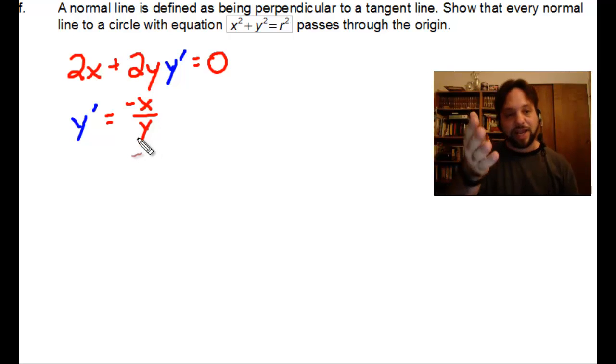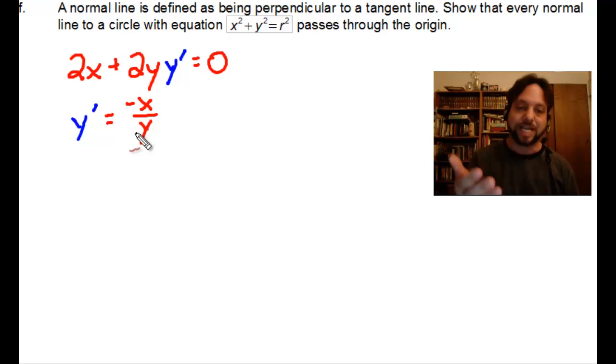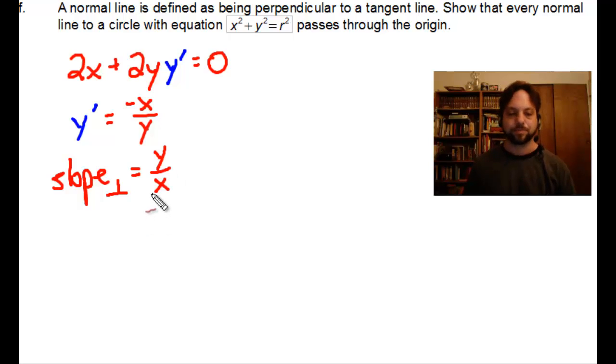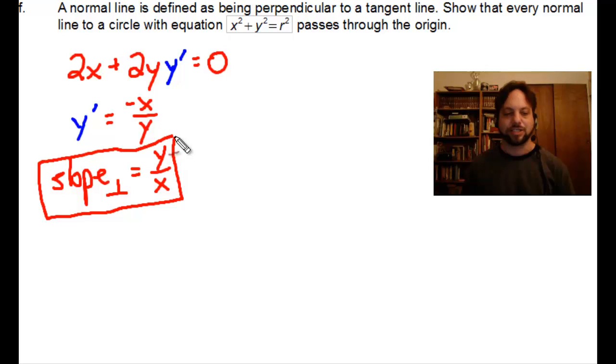Well, if that's our rate of change, that's the slope of our tangent line, what would be the slope then of a perpendicular line? So the slope of a perpendicular line, which would be the normal line, of course, that would just be the opposite reciprocal of the tangent line, so it would just be positive y over x. So that's what we're going to use, since we're dealing with normal lines.